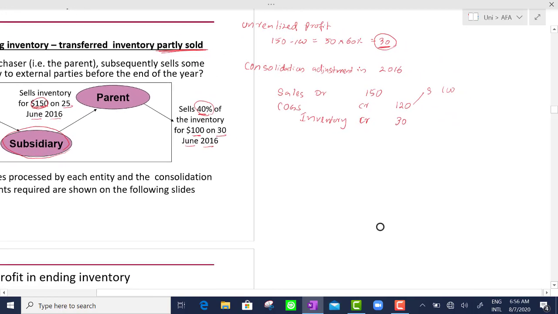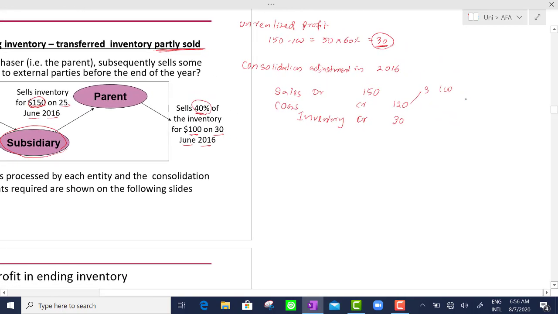Let me write it here. The parent company's cost of sales is, their cost is 150 in its individual financial statement. Out of that 40% is sold, right?